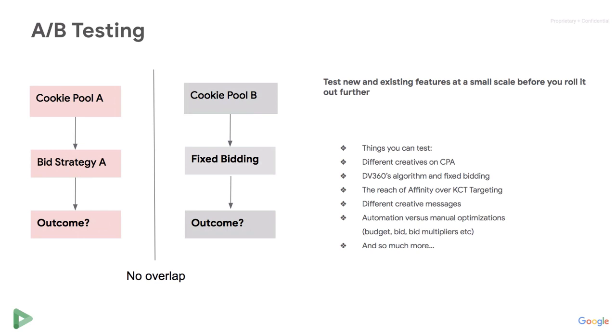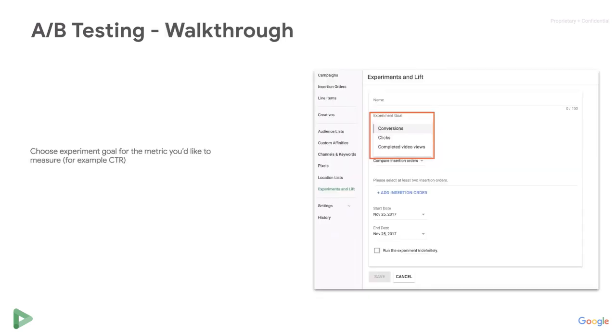What else can you test? There are so many more things to do, for example, affinity versus keyword targeting, behavioral versus contextual. The options are endless, but you need to remember to test one thing at a time. So here's how you can do it in DV360.